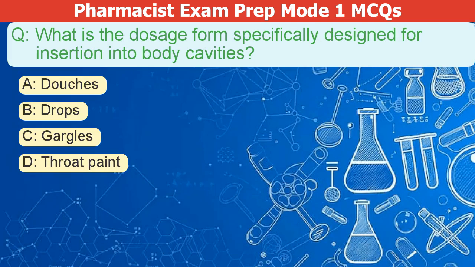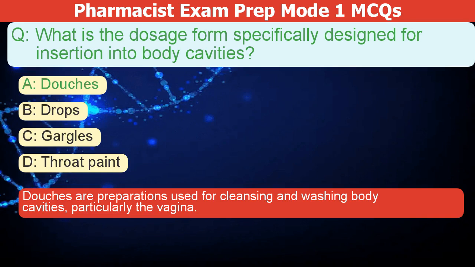What is the dosage form specifically designed for insertion into body cavities? A. Douches. B. Drops. C. Gargles. D. Throat paint. The correct answer is A. Douches are preparations used for cleansing and washing body cavities, particularly the vagina.